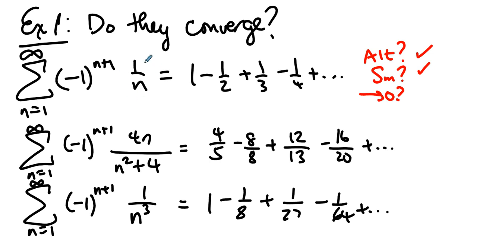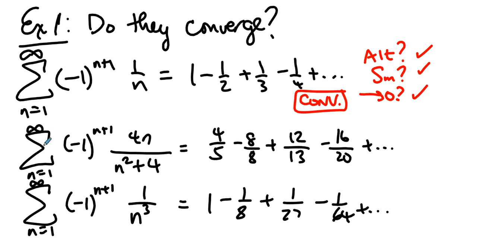What's the limit of this as n gets large? Well, the limit of this as n gets large is 0. Check. So this series, which happens to be called the alternating harmonic series, converges because the terms alternate, they get smaller and closer to 0.